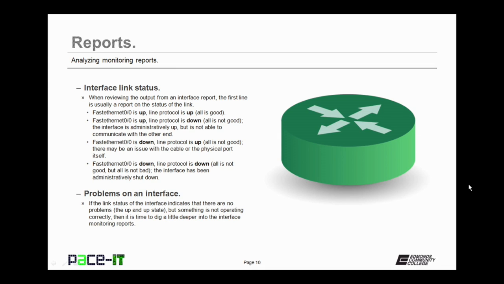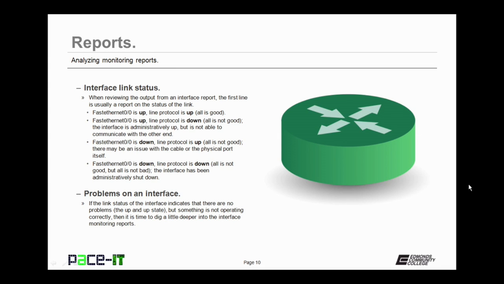If that first line says FastEthernet 0/0 is down, line protocol is up, all is not good. This down-up status indicates that there is an issue on your end of the connection. In most cases, that's going to be a cable issue or with the physical port itself.